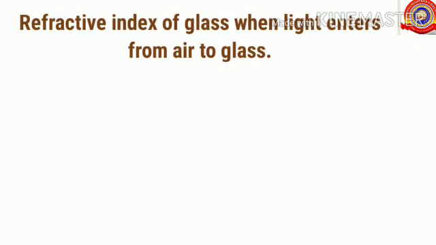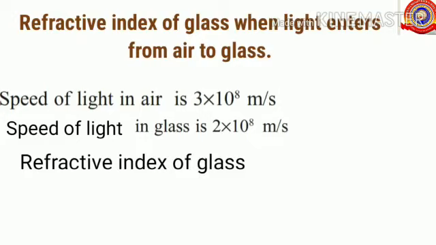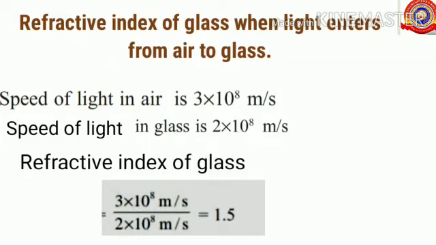So next we are going to learn about how to find out the refractive index. Here we are going to find out the refractive index of glass when light enters from air to glass. And we know speed of light in air is 3 into 10 raised to 8 meter per second, and speed of light in glass is 2 into 10 raised to 8 meter per second. By dividing speed of light in air with speed of light in glass, we will get the refractive index of the glass, that is 1.5. And the refractive index has no unit because it is a ratio. So we have to write it without unit. So that's about refractive index.